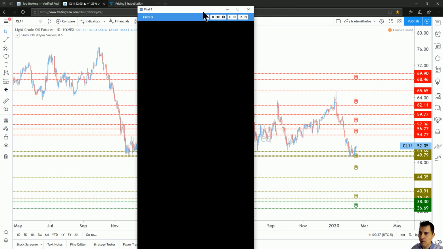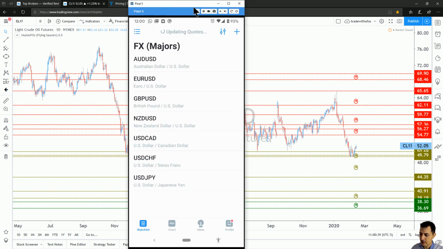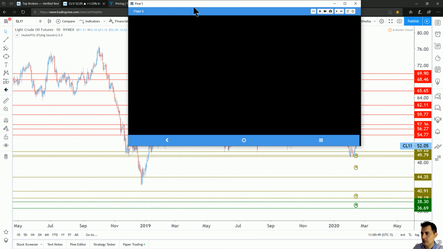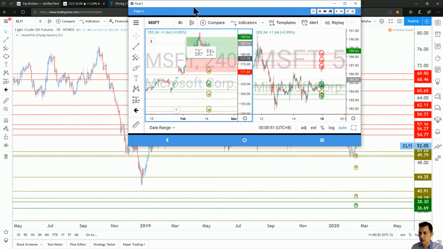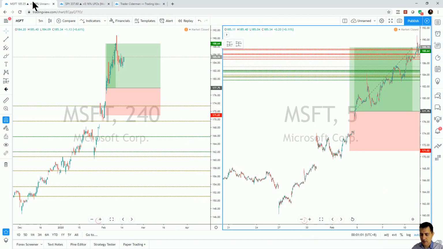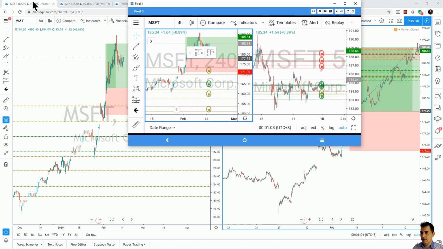Okay, so this is my mobile phone, and what you see is TradingView on the mobile phone. So what's the beauty of that? The beauty of that is that when I tap on the charts, and I show you my charts, these are the charts on my phone, which are exactly the same thing I have in this particular tab. It's exactly the same thing, depending on how much you zoom in and zoom out, of course, including the UFOs and everything.